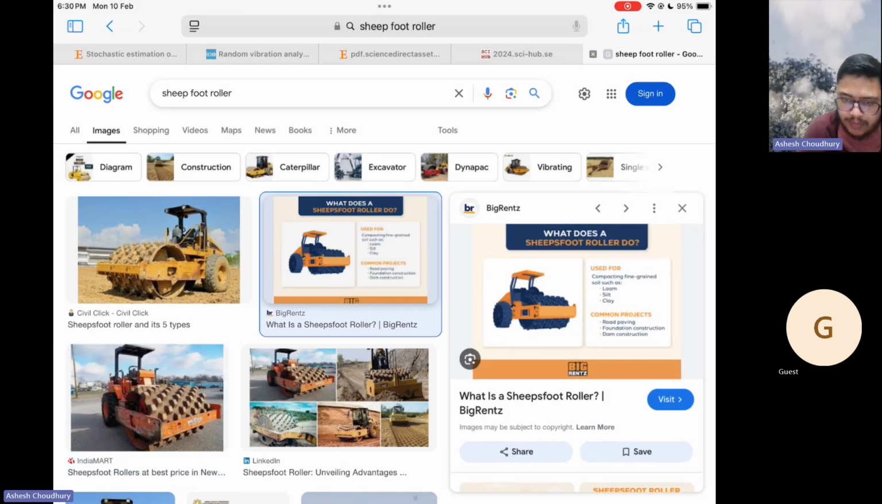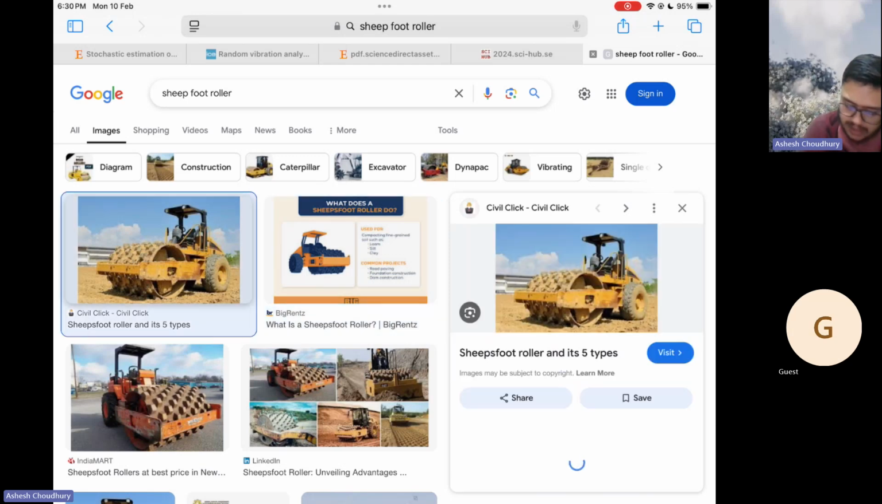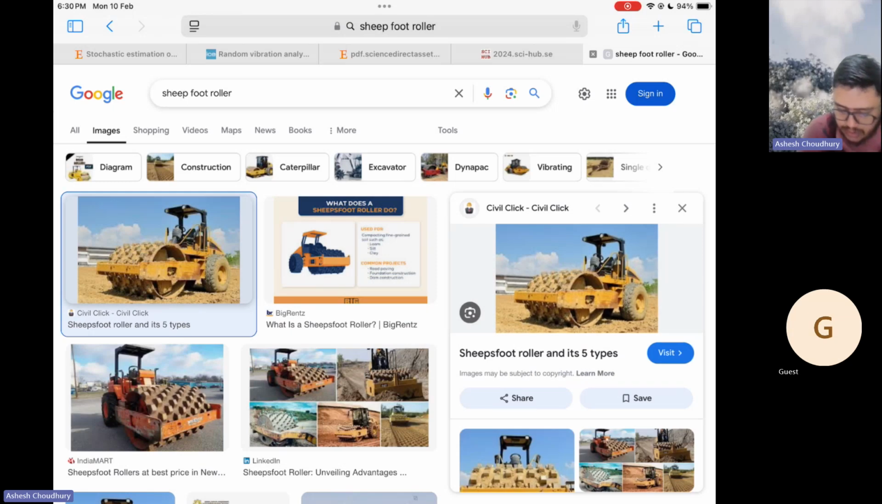Clay type soil. You are seeing it is used for road paving, foundation construction, dam construction. They are compacting soils such as loam, silt, and clay. They have kneading action. So these are sheep's foot rollers.